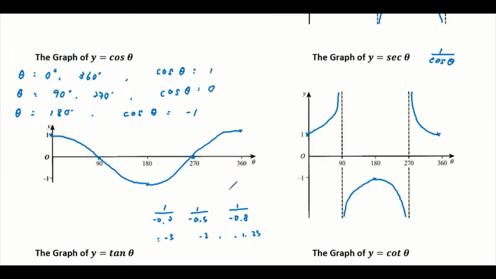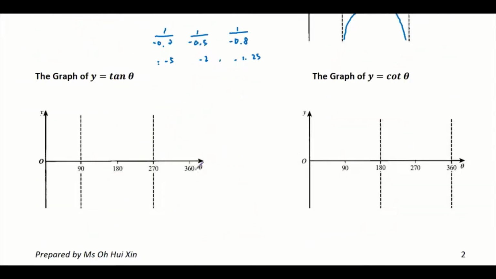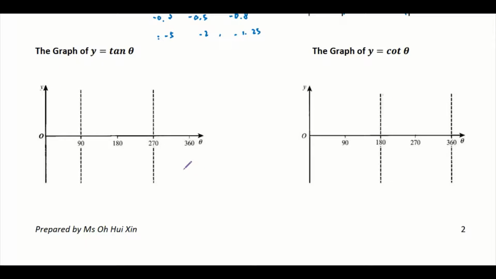Okay, so the same thing, let's try to look at the tangent one. We know that for a normal tangent graph, you already have an asymptote here. So it's like this.